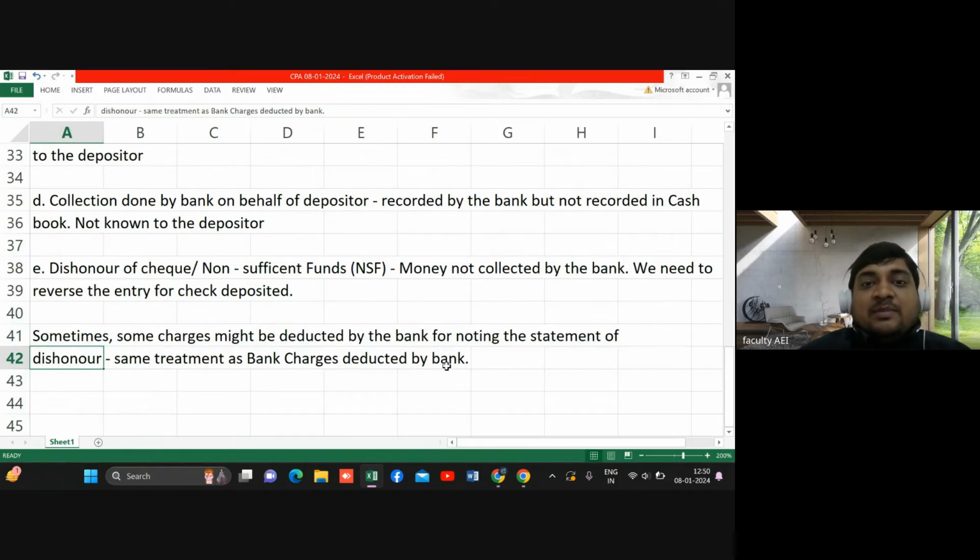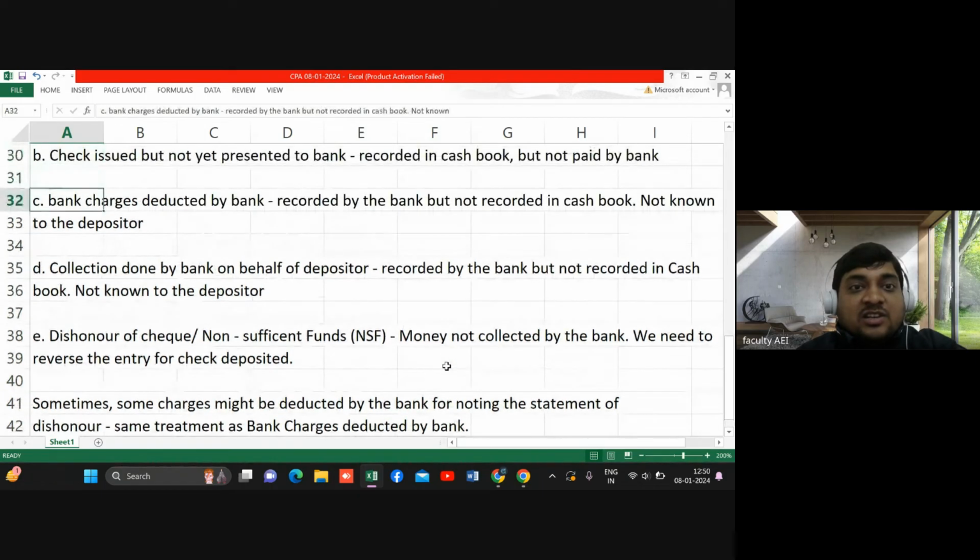Sometimes some charges might be deducted by the bank for noting the statement of dishonor. So it is the same thing, right? So we are going to do the same treatment. There is no such change, right? We'll do the same treatment as bank charges deducted by bank, right?